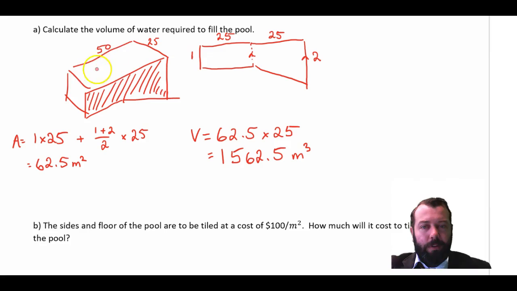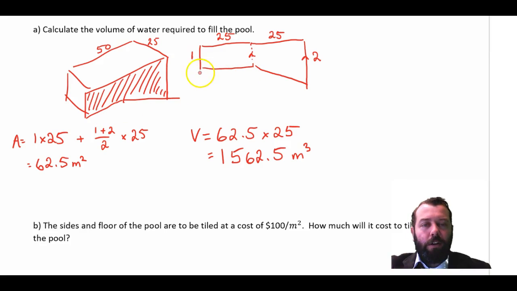Okay, so I don't want the top surface here, that's not going to be tiled, but I need the other ones. Now I have two of these shapes, and that's pretty good because I know the area of this. I've worked it out, and that's 62.5. So I've got a 62.5 here and a 62.5 here at the back. I've got a rectangle here, which is going to be 25 times 1, that's good. And another rectangle on this end, that's 25 times 2. So I now have 4 of those faces.